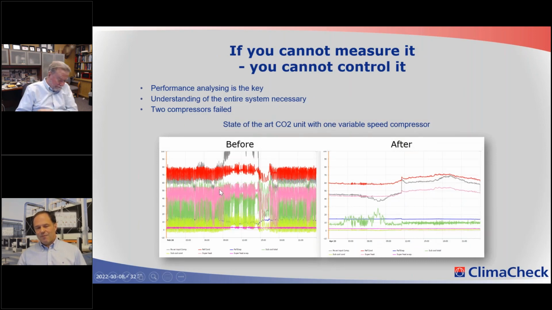Here is an example from a state-of-the-art, newly installed CO2 system with variable speed. It's modulating continuously, starting and stopping compressors. We complained, but nobody wanted to do anything. They broke 2 compressors before they adjusted the controls.